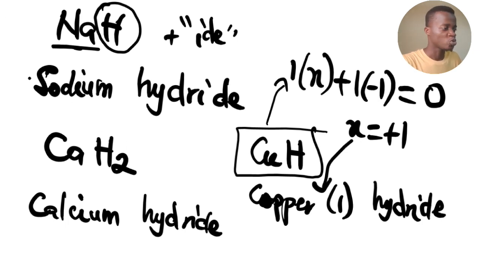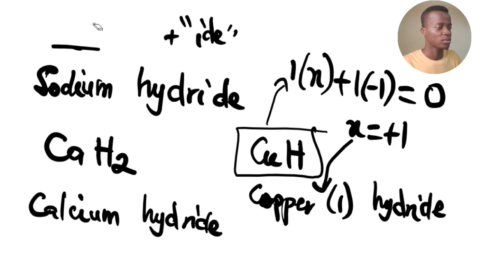So that's it for sodium hydride, right? Sodium hydride, copper hydride, potassium hydride, whatever hydride. So that's for hydrogen when it is in a bond with a metal. That's what happens to it.